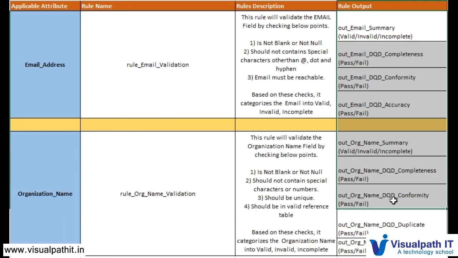So this is the example of data quality dimensions which we are using in real time. I hope this clears up the data quality dimensions.